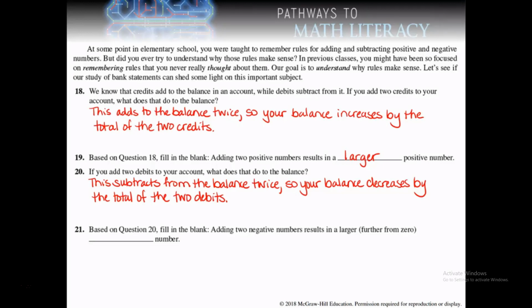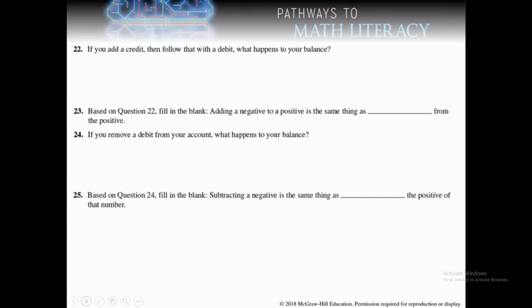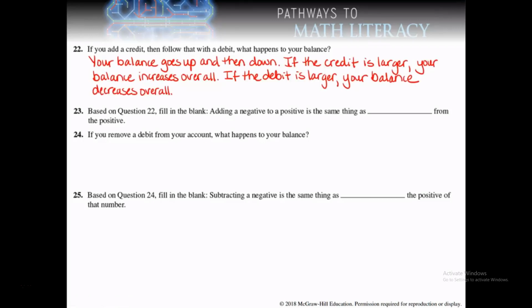In 22, so what if you add a credit and then follow that with a debit? Then what happens? Well, in that case, it depends which one was bigger. If the credit was larger, then the net effect is that your balance will go up. But if the debit was larger, then in the end, your balance ends up going down. And so then in 23, adding a negative to a positive is really the same thing as subtracting from the positive. And if you subtract a number that's larger than the positive one, you'll end up with a negative answer in the end. But if you subtract a number that's smaller than the positive, it'll stay positive.